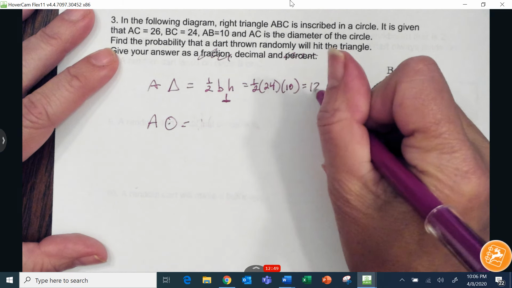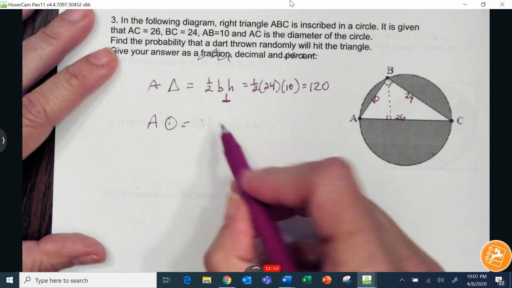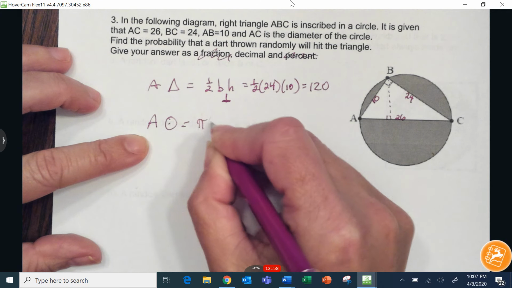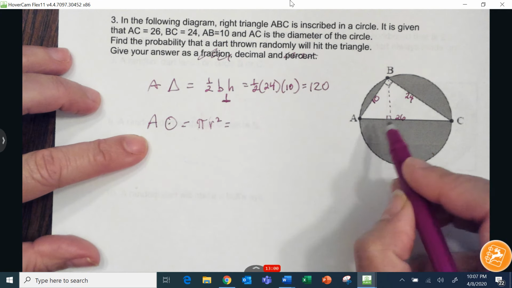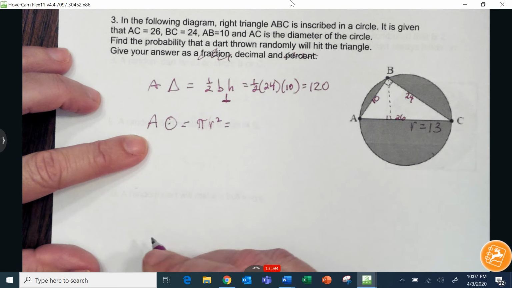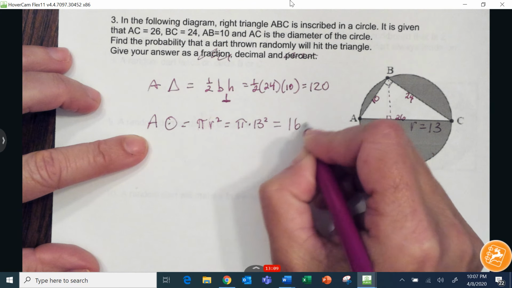So that would be 120. I don't know what the units are for this one. Okay, and then the area of the circle, I need pi r squared, and we look here, and our diameter is 26, so that means that the radius is 13. So we're going to do pi times 13 squared, or 169 pi.